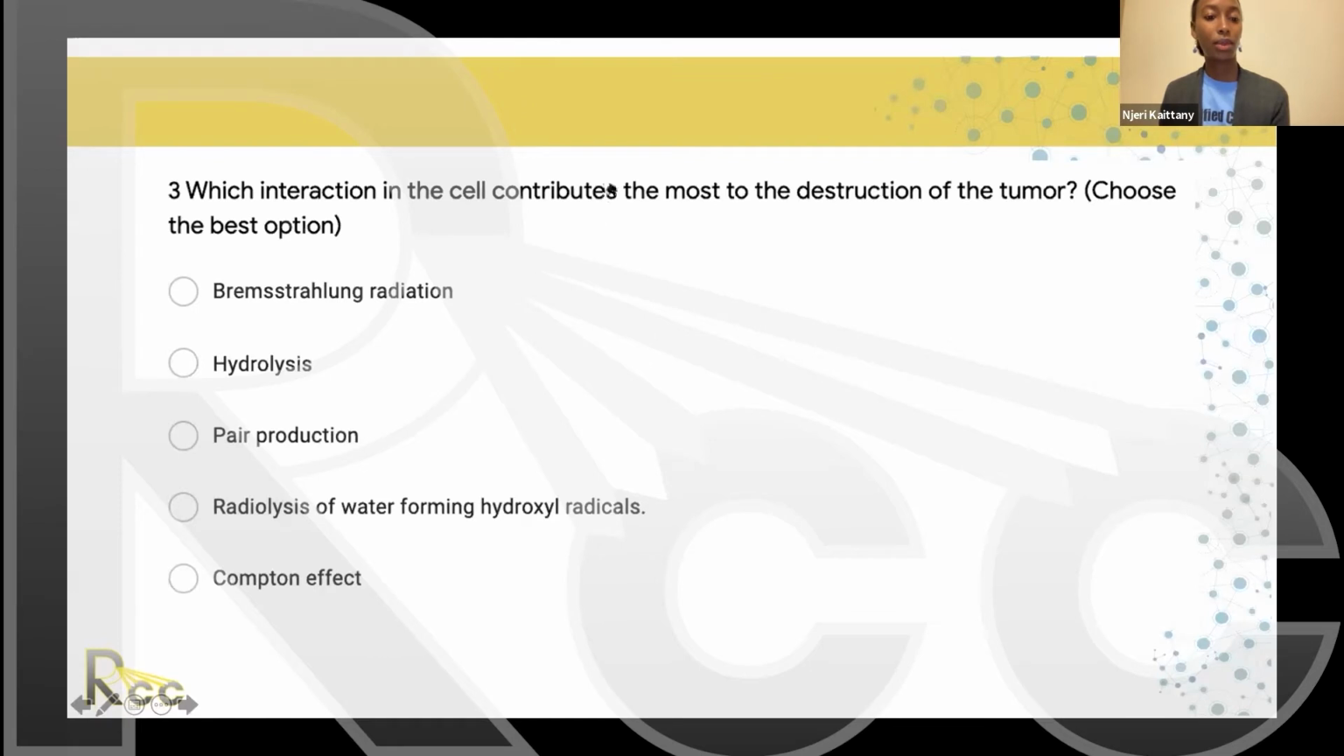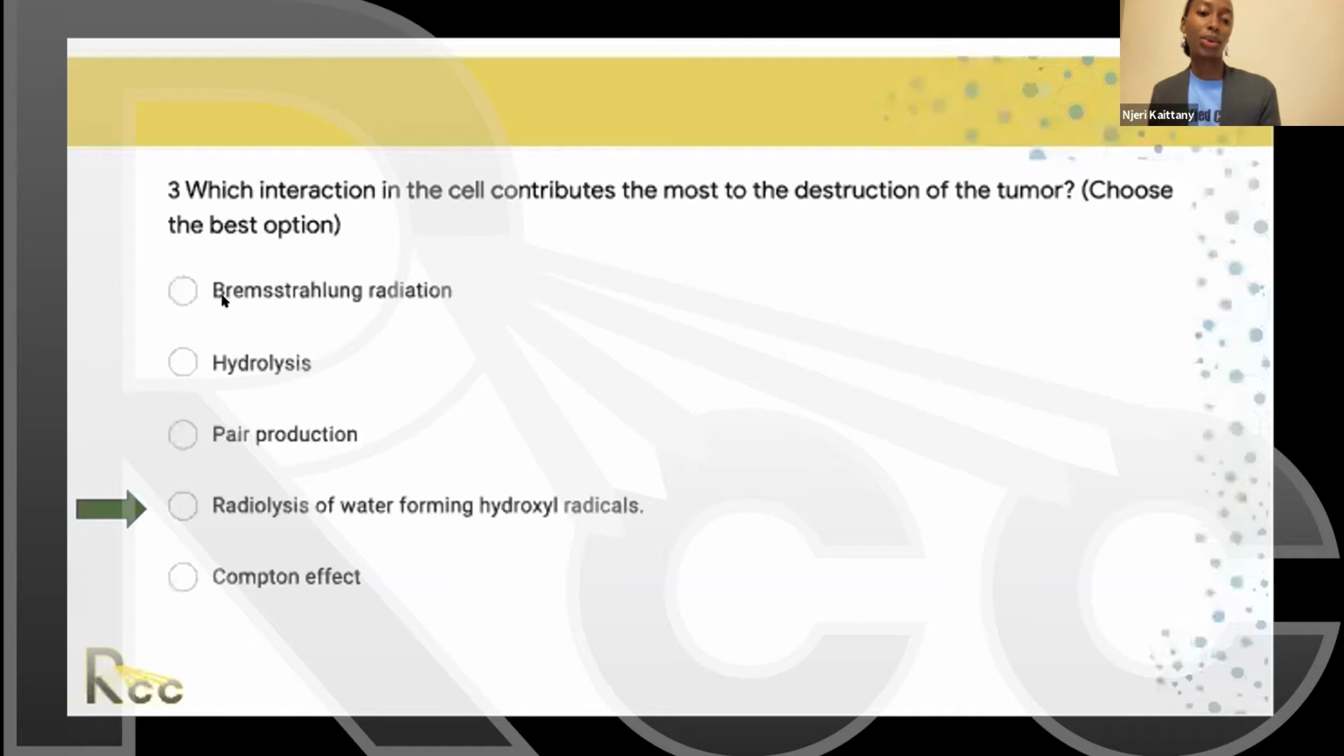Okay, I guess we go next. And the answer is radiolysis of water forming hydroxyl radicals. So again, if you think about your interactions, you know that water is the highest component in the cells. So when they do interact, free radicals are formed. And that is the most effective way to destroy DNA.